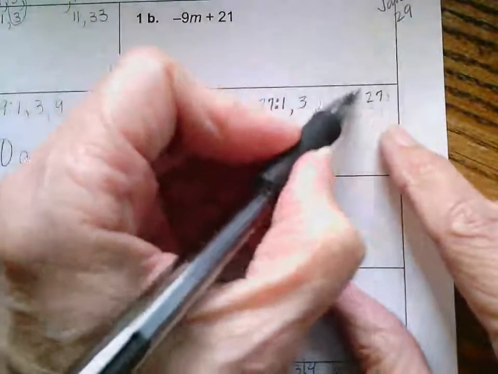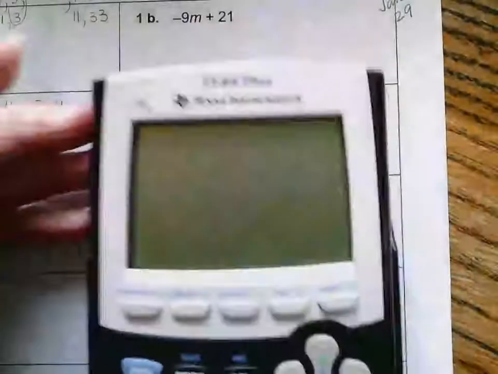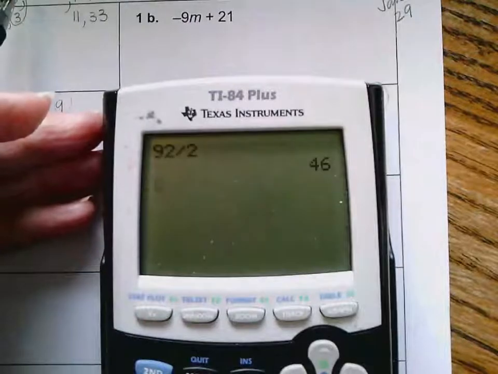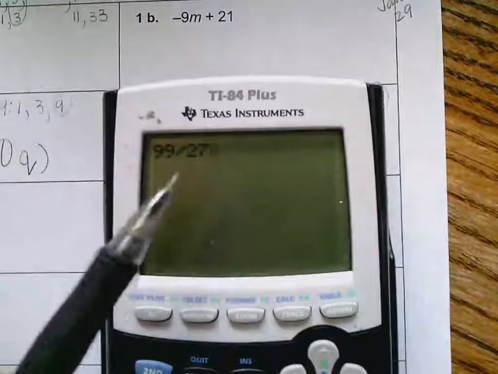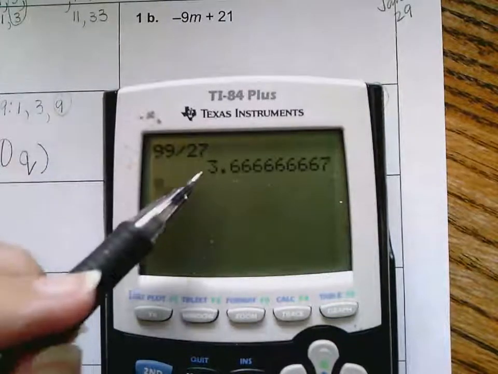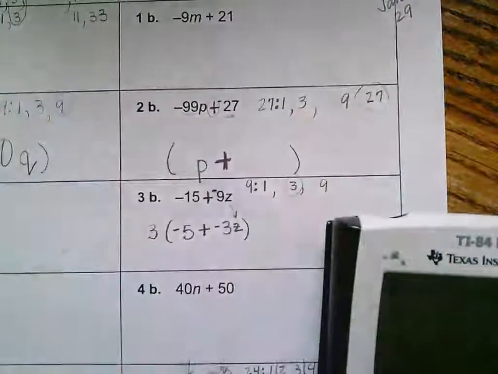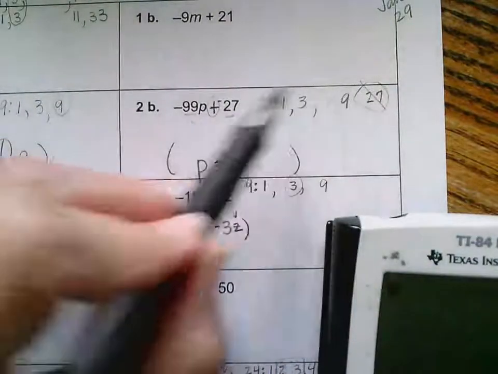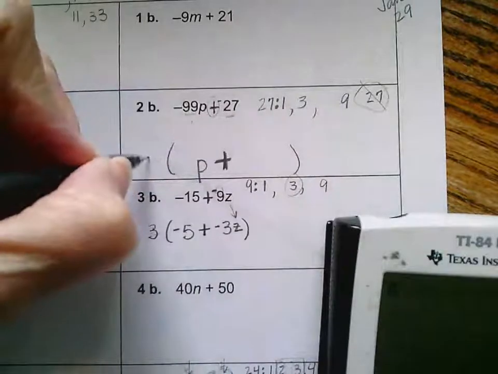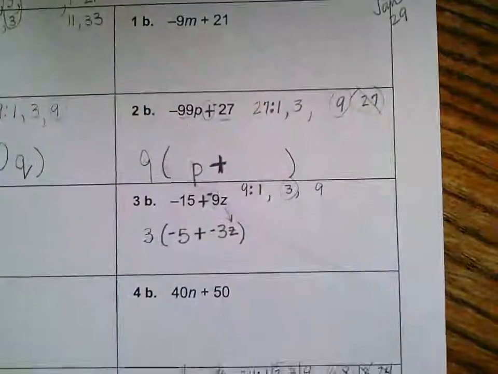Start with the largest factor and ask yourself, is that a factor of 99? If you're not sure, take your calculator, take 99 and divide it by the one you're wondering about, 27. If you get a decimal, it is not a factor of 99. So I can cross that one off. 9 is a factor of 99 because 9 times 11 is 99. So I'm going to use 9 as my greatest common factor.